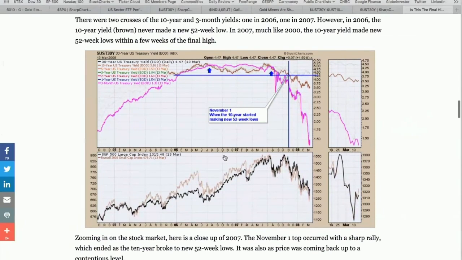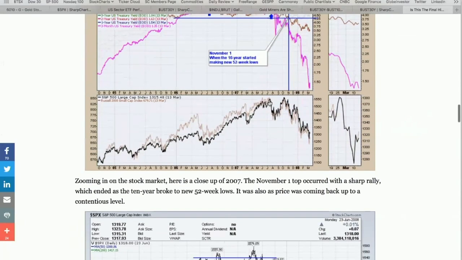Now, back in 2007, what happened was the 10-year crossed below the 3-month in 2006, and a lot was made of that. And then in 2007, it did it again. But we actually didn't start making new 52-week lows on the 10-year yield anytime in 2006, 2007, until very late in 2007, roughly November. And what you can see here, just looking at the price action on the S&P, was we had our high in July, then we tested it and broke out a little bit in October, made an immediate retracement, and then pulled back up and tried to rally back through that high and fell down.